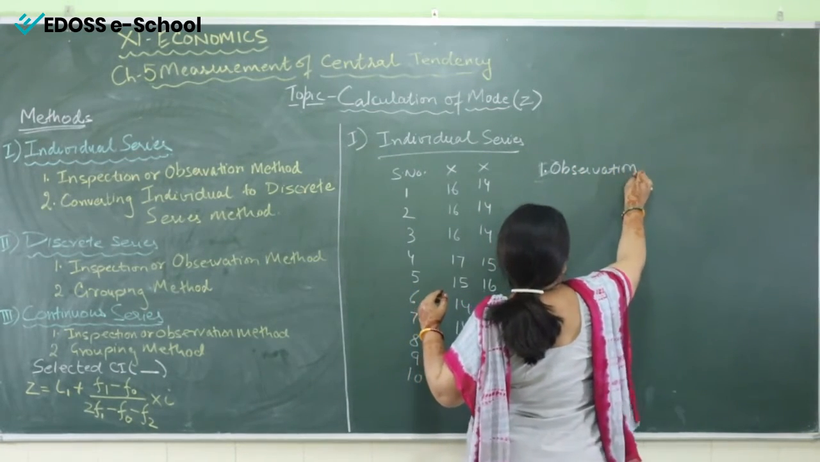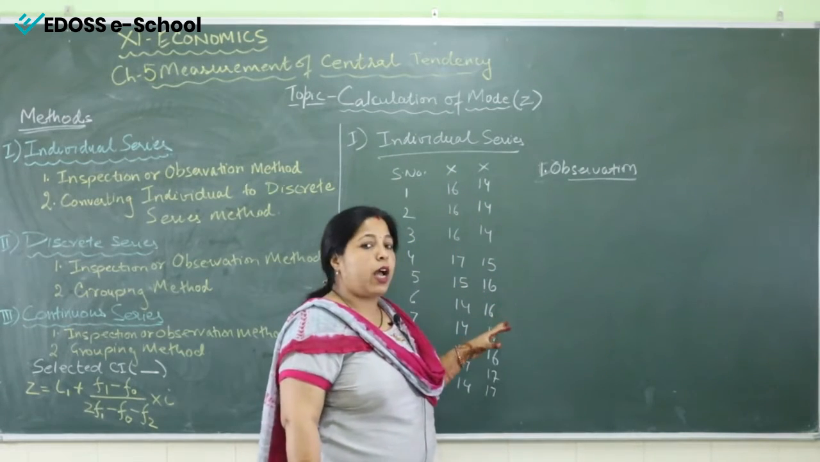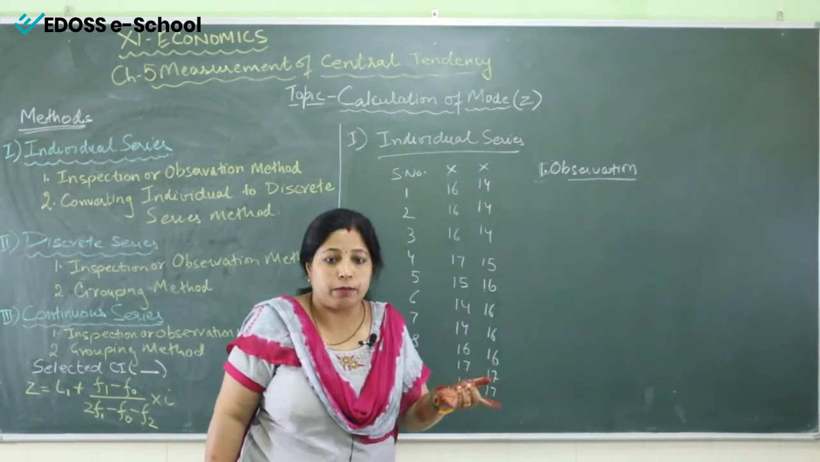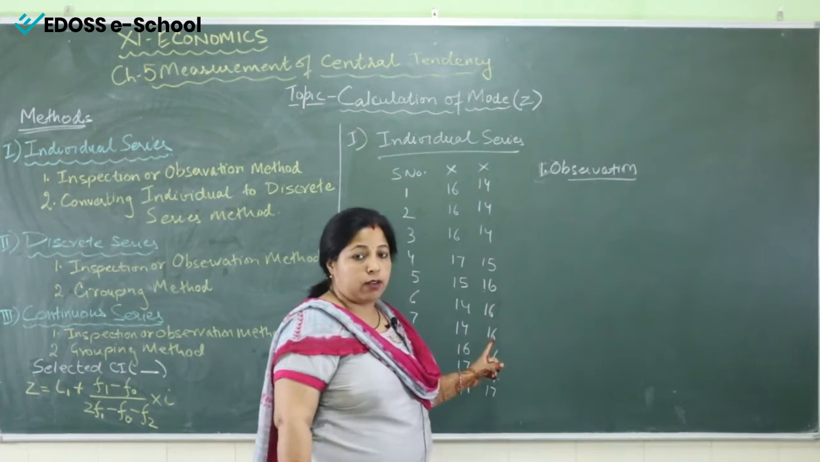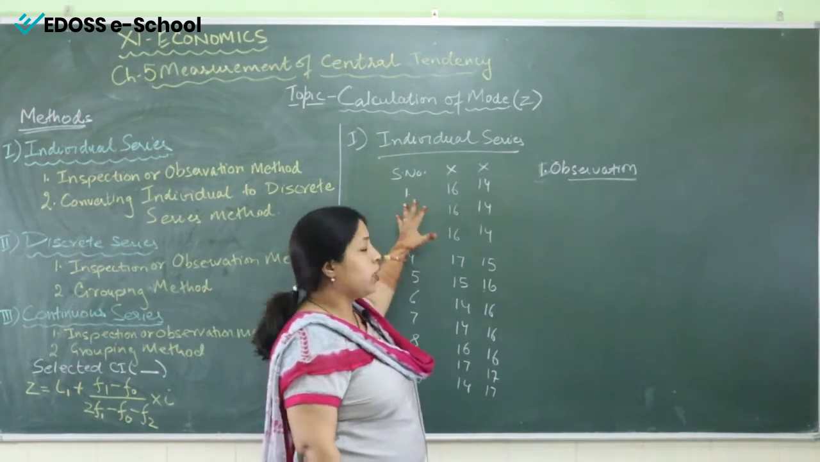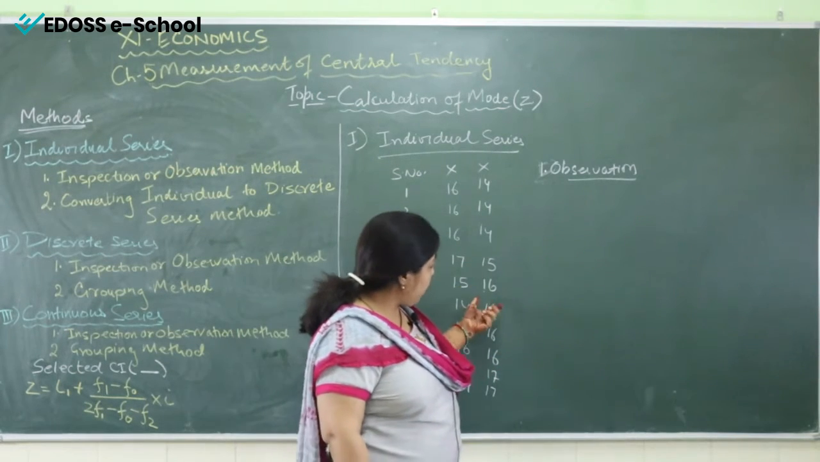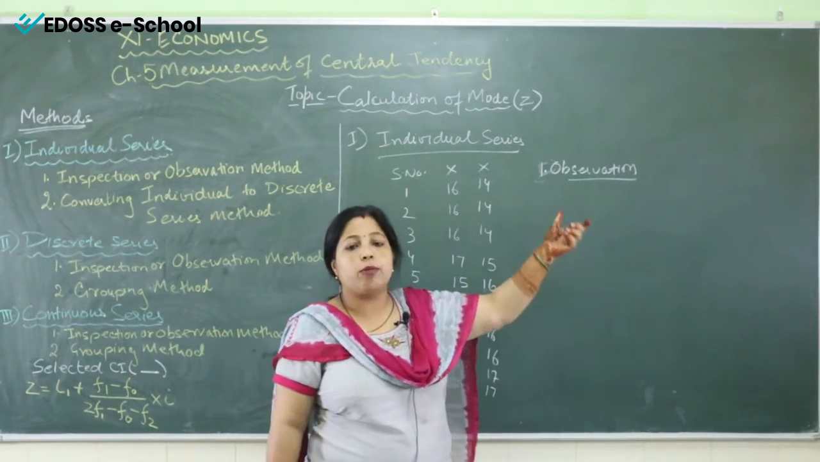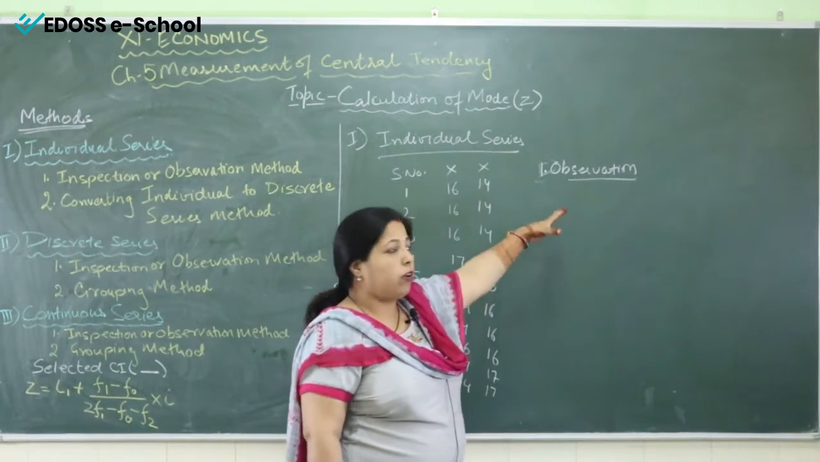In the observation method, I am observing the data. After observing the data, I found that 16 is repeating the maximum number of times. That is why here the mode will be 16. In the inspection or observation method, we only have to observe the series and we get to know the answer. But having come to know the answer, will we write it directly? No. We are going to write it in the form of a sentence. So, what will be the answer for this series in the observation method?